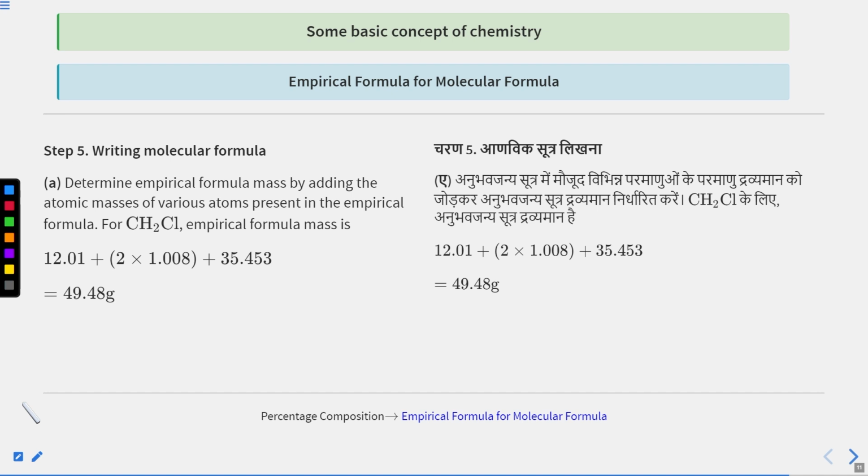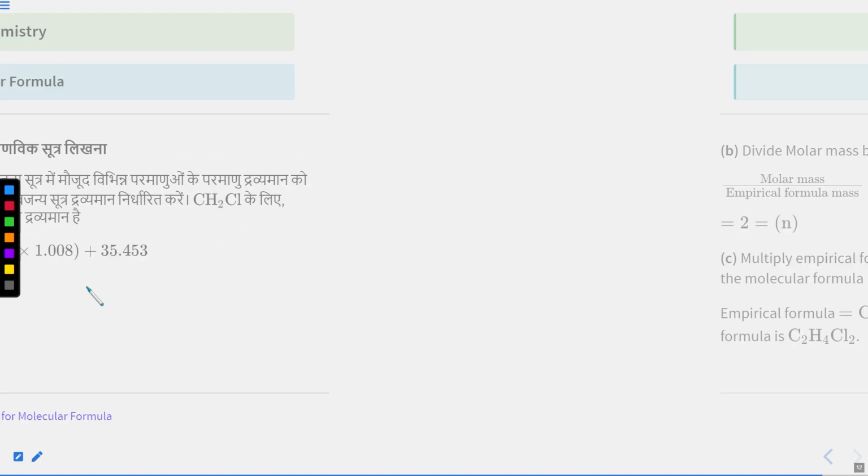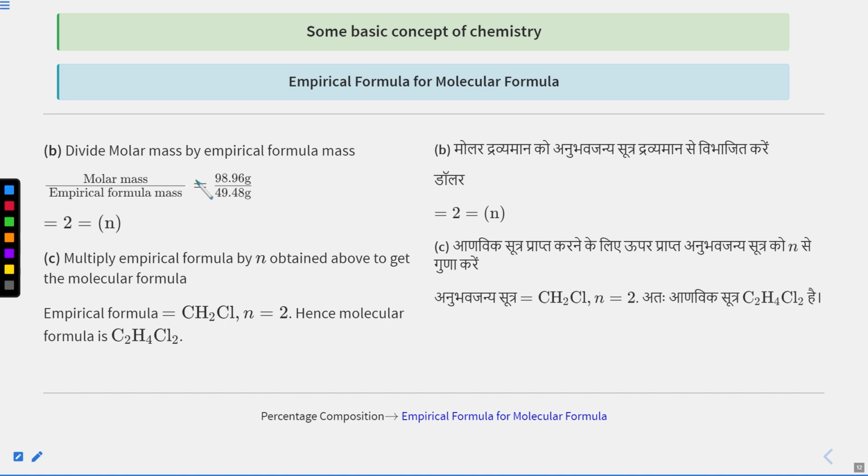You can see we determined the empirical formula mass by adding the atomic masses of various atoms. It is 49.48. Then dividing molar mass by empirical formula mass, you will get the answer 2, and multiply the empirical formula by the N obtained above to get the molecular formula. The empirical formula is CH2Cl and the value of N is 2. So 2 into CH2Cl will be C2H4Cl2. So in this way you can calculate the empirical formula of any compound whose data is given.